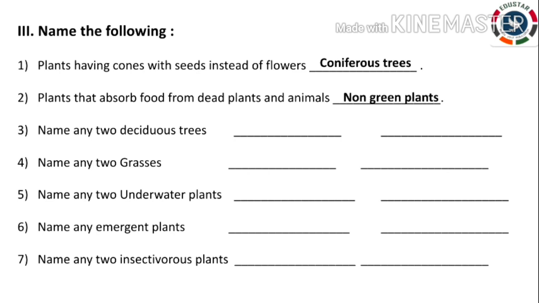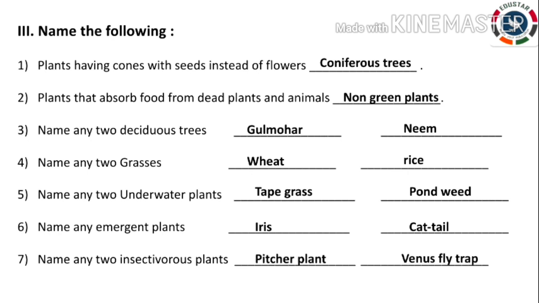Name any two deciduous trees. Gulmohar and neem. Name any two grasses, wheat and rice. Name any two underwater plants, tape grass and pondweed. Name any emergent plants, iris and cattail. Name any two insectivorous plants, pitcher plant and Venus flytrap.